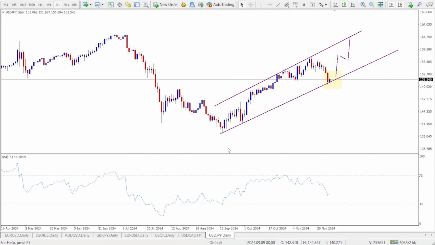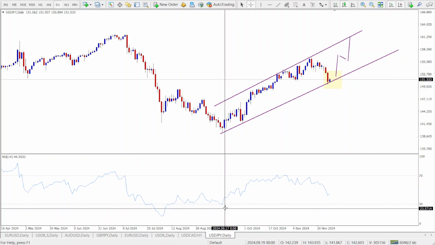Okay, now let us look at a practical example. We can see that when the RSI dropped to the oversold territory here, you can see what happened.